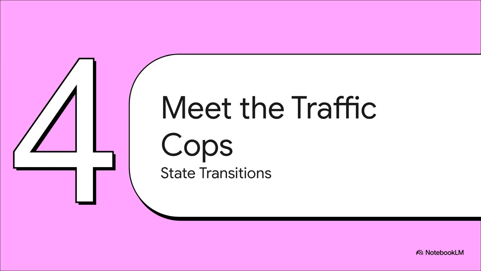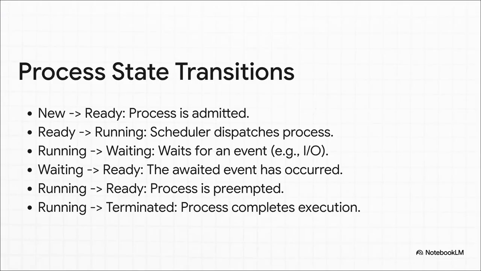So we have these 5 states. But how does a process actually move between them? It's not random. It's all managed by some really important parts of the operating system that act like traffic cops, and they're called schedulers. This flow is what makes modern multitasking even possible.